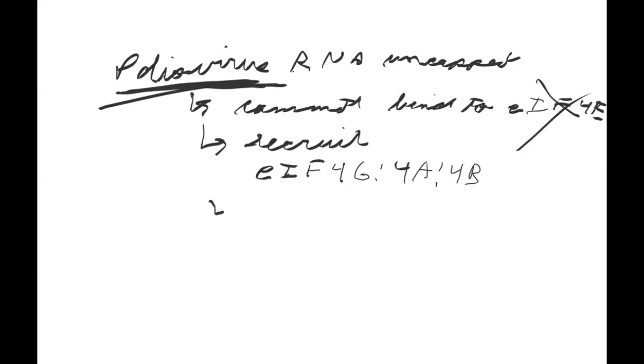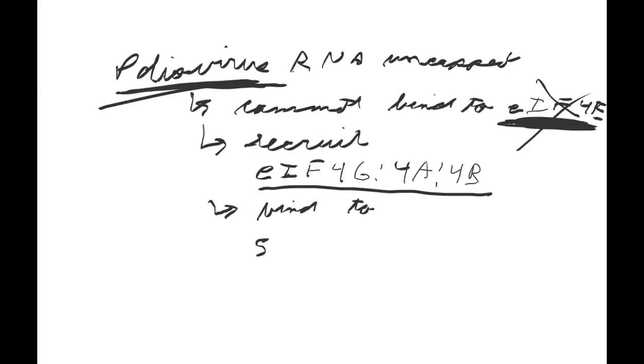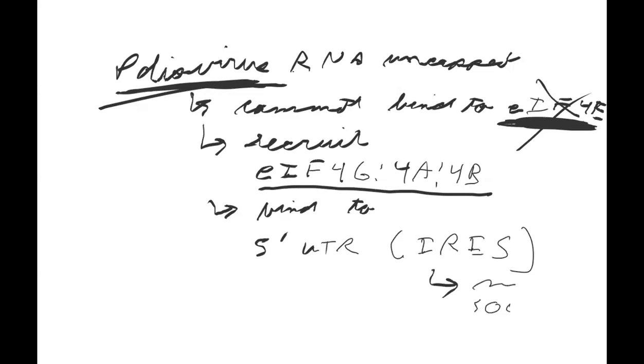And because of that, it doesn't need this cofactor. It can recruit this directly, and this will bind to the 5' UTR region, this IRES region. That's really important. The structure of this is approximately 500 nucleotides.